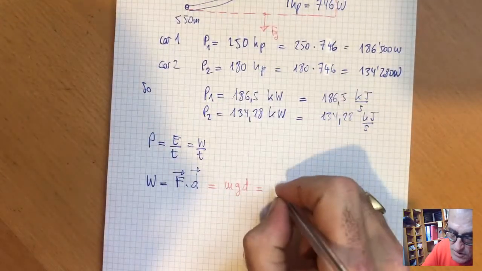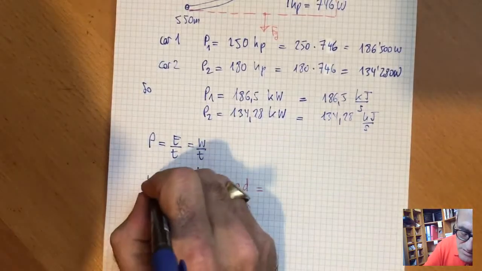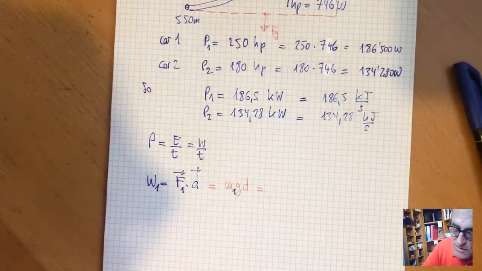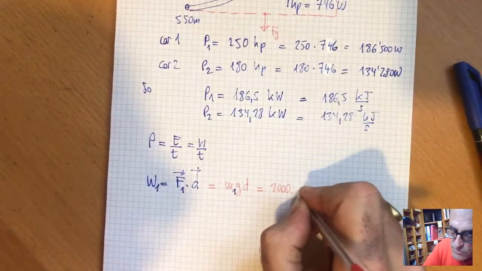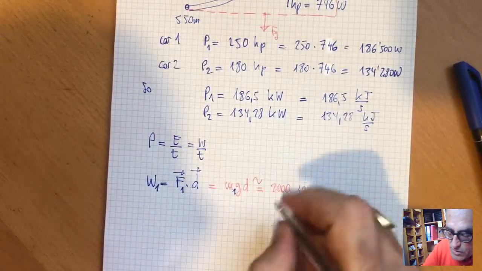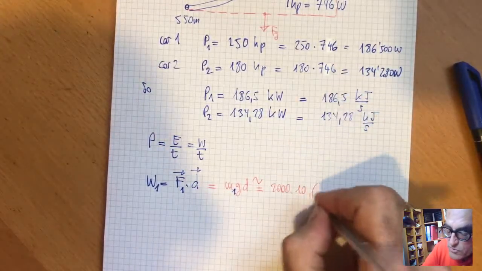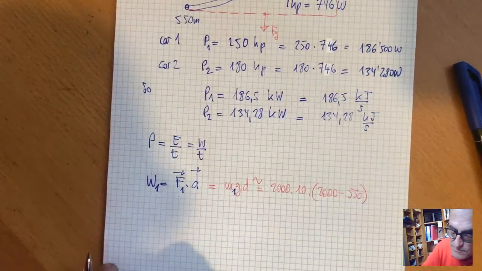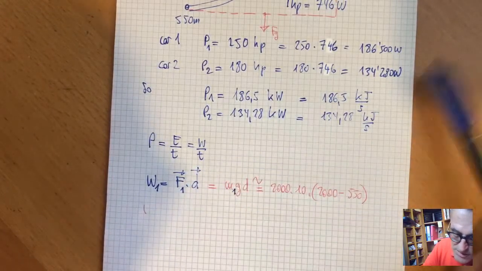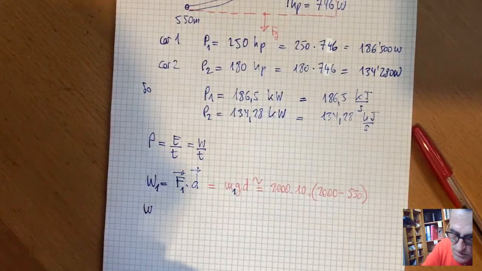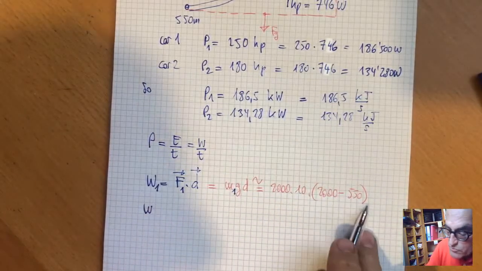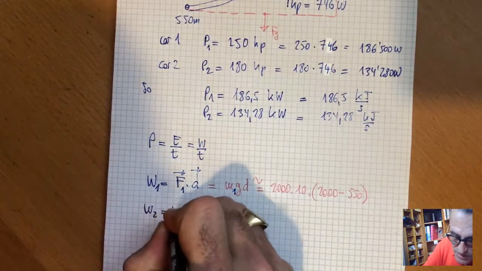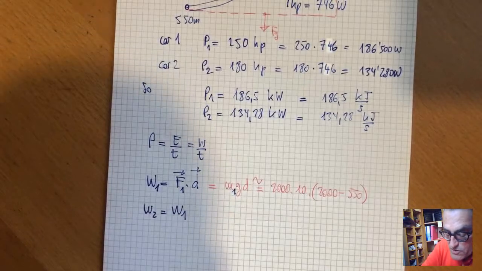Okay, so the first car, this is W1, this is F1, and this is M1. So it's going to be 2000 for the mass times 10, I will round up g to 10, times the distance, which is 2000 vertically minus 550. And the second car has to do the same work, because it does exactly the same thing. It goes up from the valley to the top of the pass.